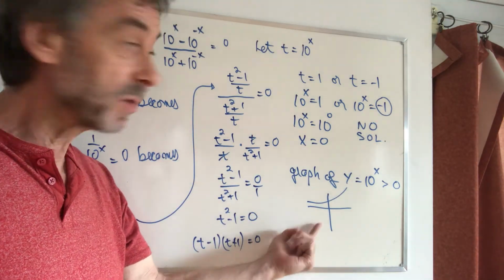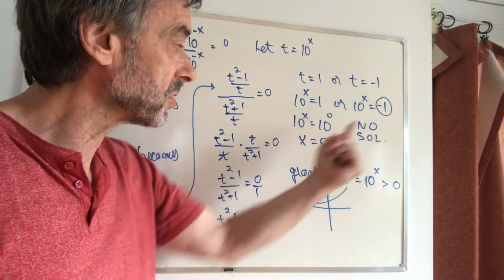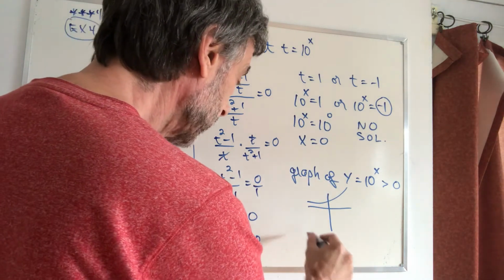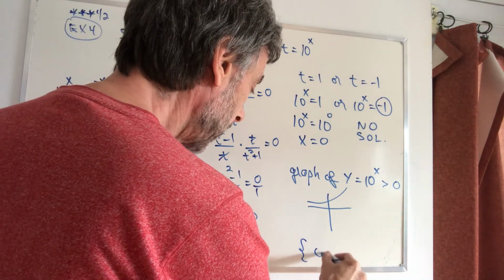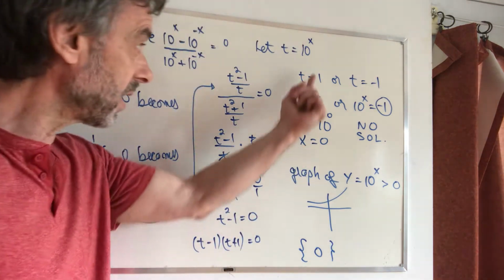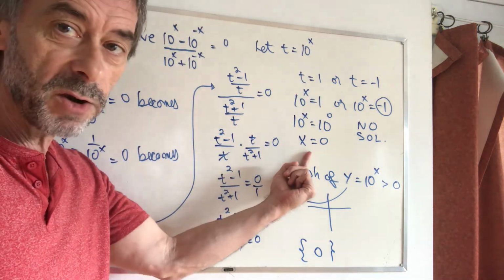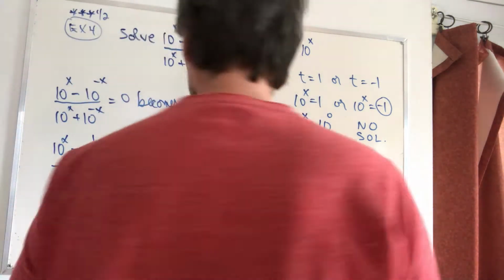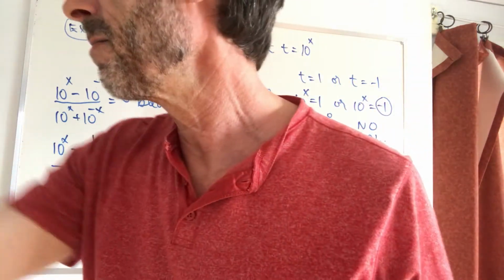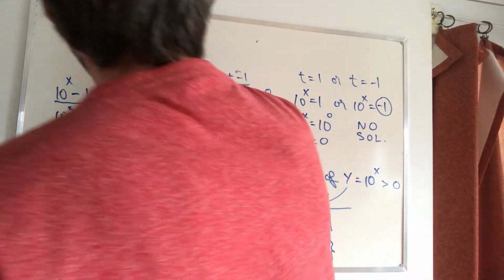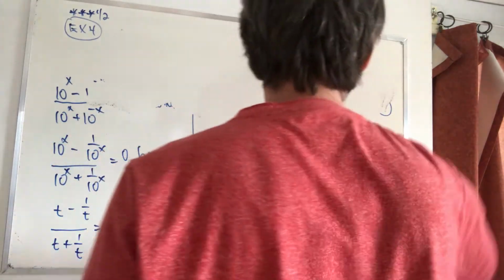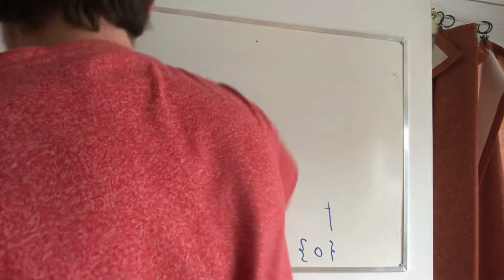So there is no solution to 10 to the x equals minus 1. So my final answer is just 0, which is the answer I got for t equal to 1 over here. Okay, good. Challenging little problem. Let's do another one.